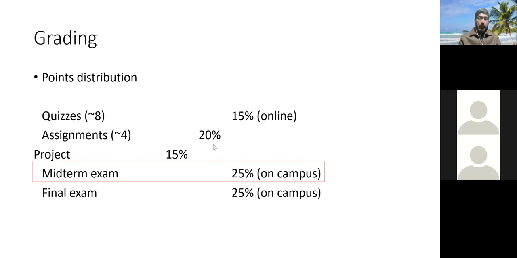Okay, the midterm and final exams would most likely be on campus and the weightage is 25-25. So even though this course is online, I think there was a decision that was made yesterday that we can have our exams on campus. So if we have those exams on campus, then the weightages are mentioned here, 25 and 25.